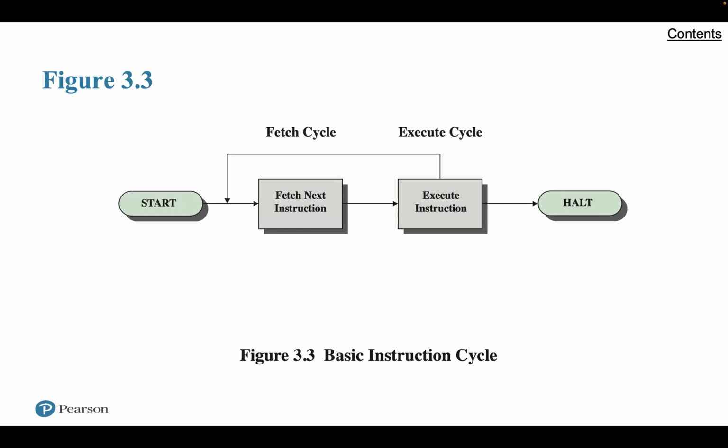In the simplest form, instruction processing consists of two steps. The processor reads, that is fetches, instructions from memory one at a time and executes each one. Program execution consists of repeating the process of instruction fetch and instruction execute. The instruction execution may involve several operations and depends on the nature of the instruction. The processing required for a single instruction is called an instruction cycle. Using the simplified two-step description given previously, the instruction cycle is depicted in this figure. The two steps are referred to as the fetch cycle and the execute cycle.